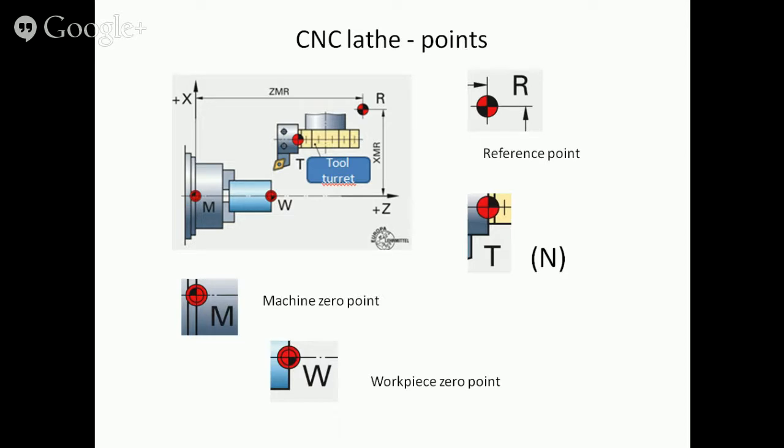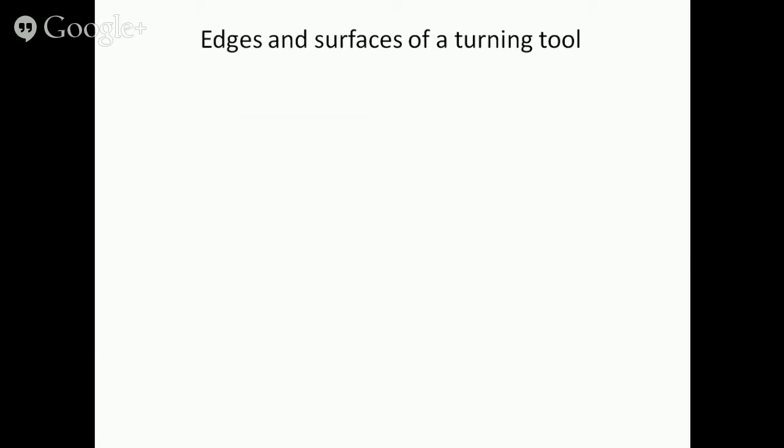Point T, also sometimes denoted with the letter N, is the tool reference point. Its symbol is a circle, which is black colored between 12 and 3 o'clock. More about the specially pointed W, that is the workpiece 0 point, later on. The next topic is turning tools.